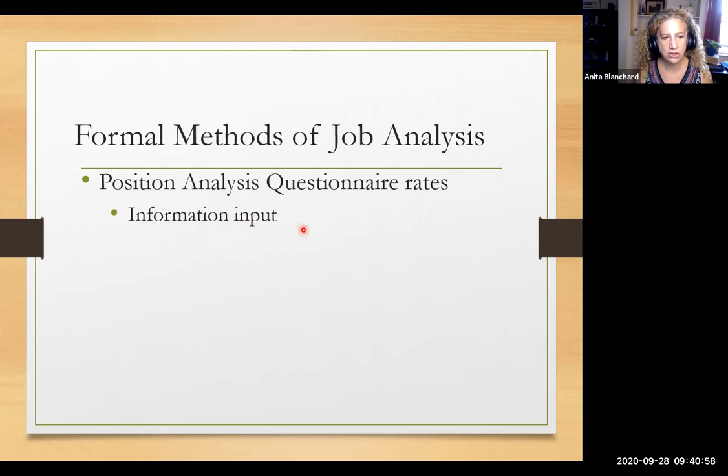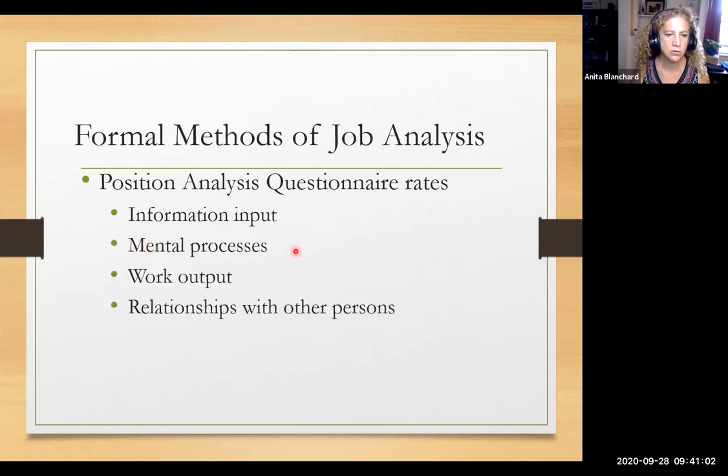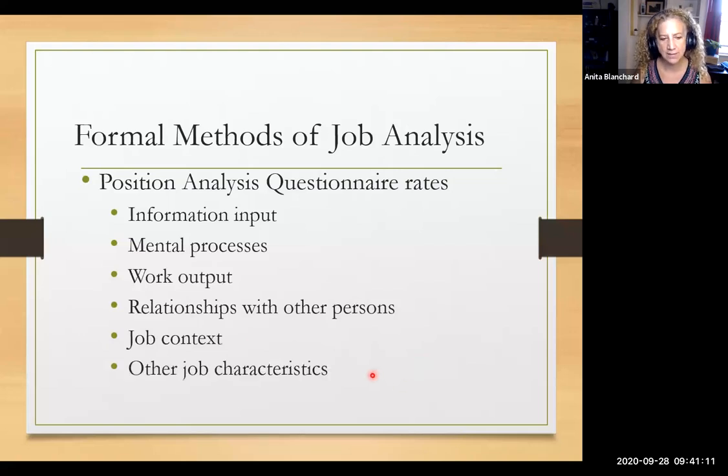We look at information input, what mental cognitions, what needs to come out, how they work with other people, where they are working, so inside, outside the hospital, in a quiet environment, and other job characteristics. So this is very much focused on task, okay? Whereas critical incidence is focused on person, this one is very much focused on tasks, what they need to do. And examples, and it's a full-on questionnaire.